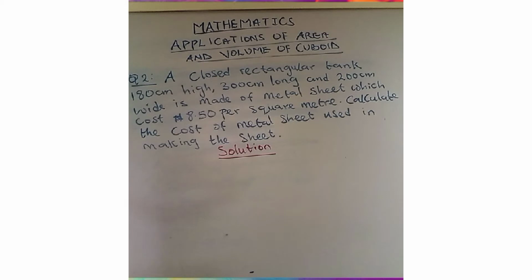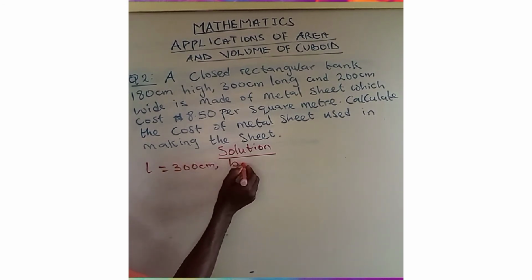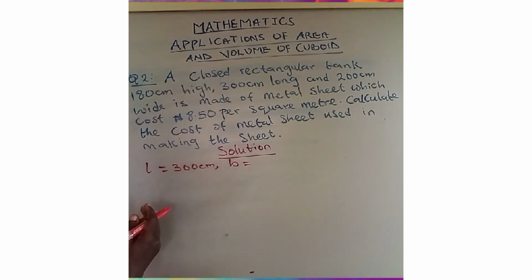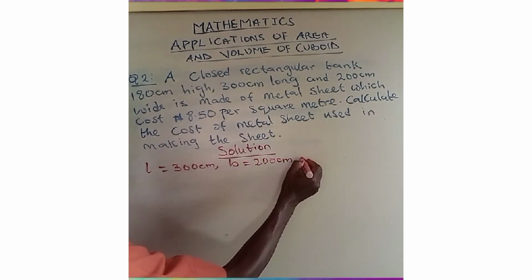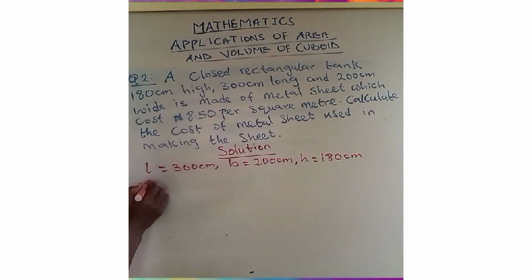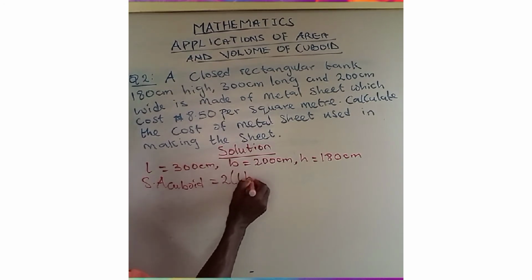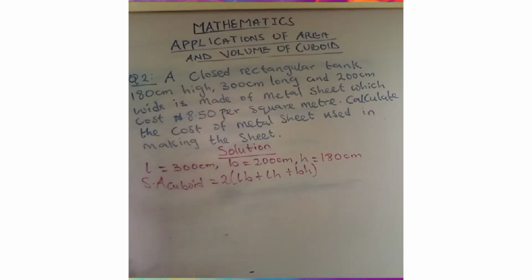Then we apply our parameters. First of all, what's our length? We must identify our length. So length is 300 centimeter. Our breadth is the wideness, which is 200 centimeter. Then our height is 180 centimeter. Now, the surface area of the cuboid is given as 2(LB + LH + BH). Let us apply this formula.